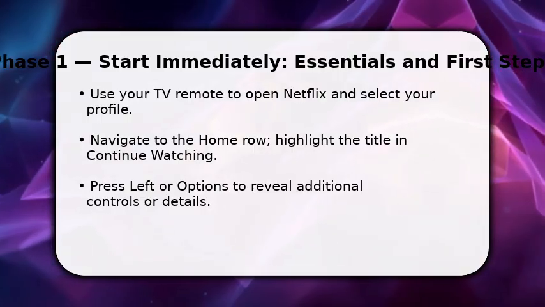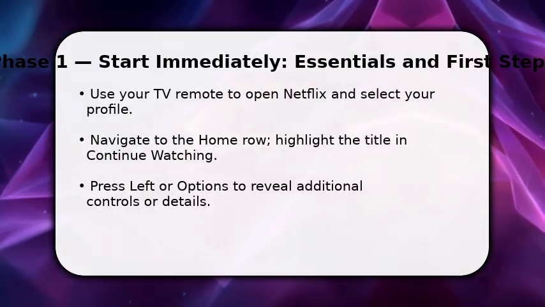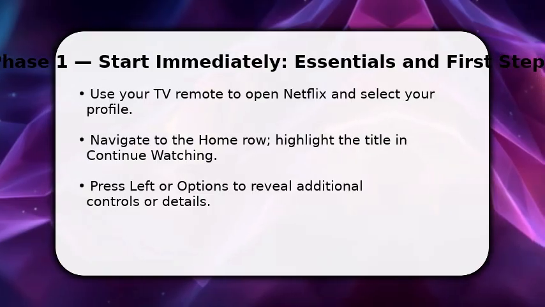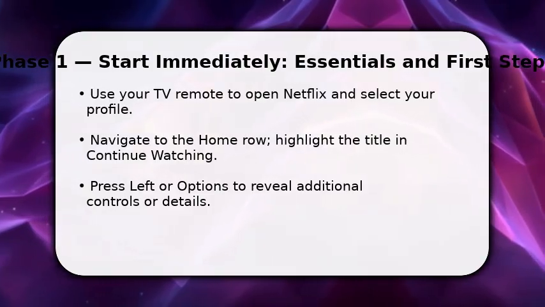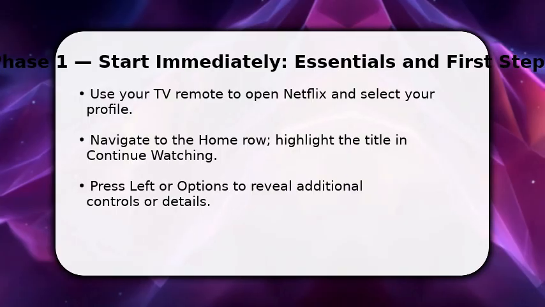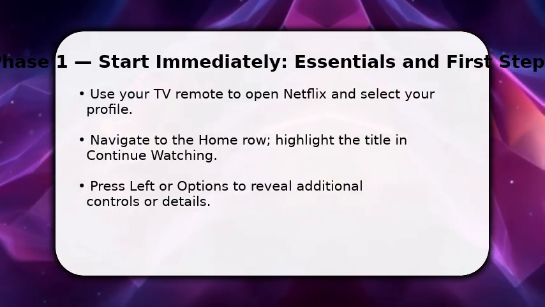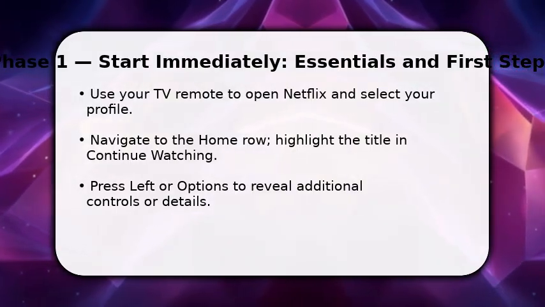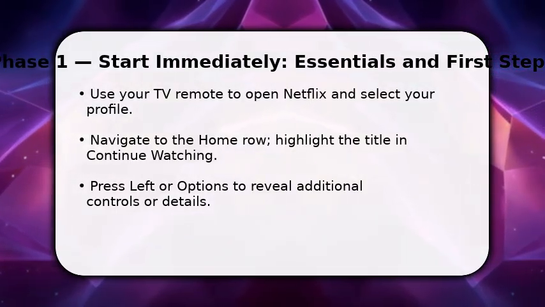This reveals details and any quick actions. Make sure you remain on that specific item. If you move away, you'll need to reselect it. This direct selection is essential because removal actions are tied to the item's contextual menu on TV apps.